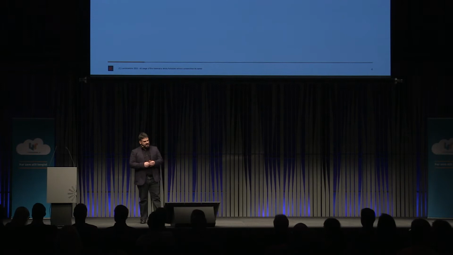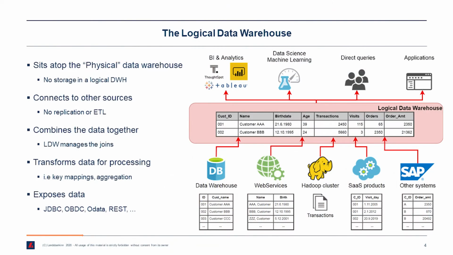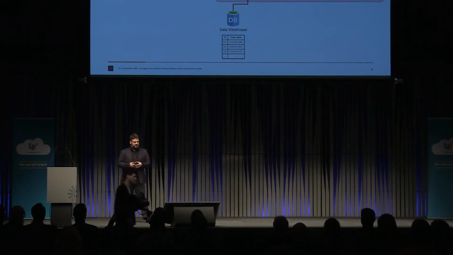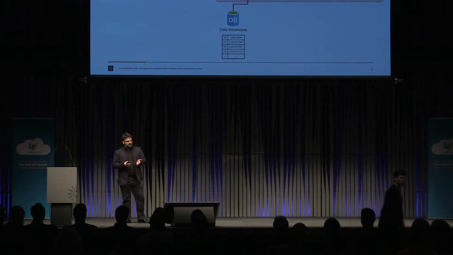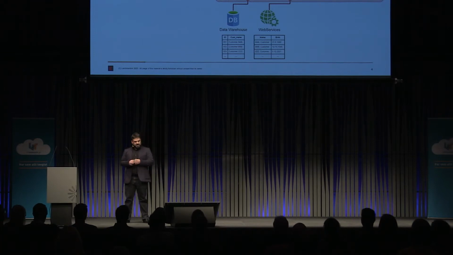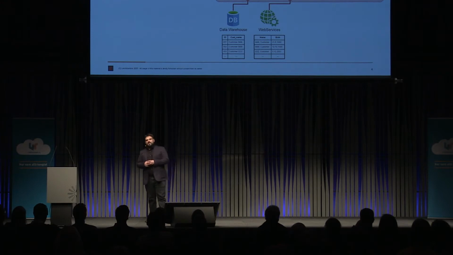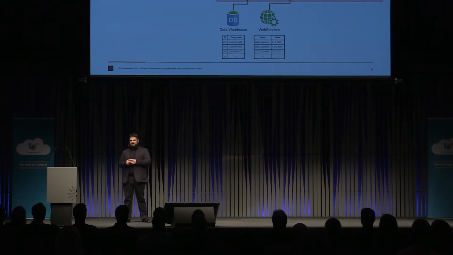So what does that mean in a simpler way? We have a logical layer in red over here that will sit on top of your physical data warehouse. There's no storage in a logical data warehouse, so it will just be querying and transferring the data over the network, but there will be no physical storage of your data. From there, you can connect to different sources. For example, in that case, a web service to get the date of birth and age of your customers. Again, without having to do any ETLing or replication.